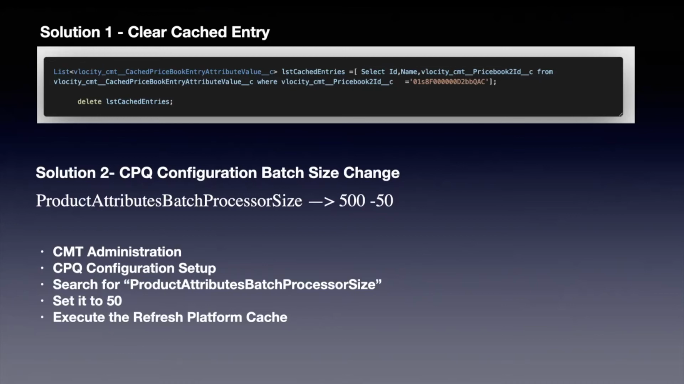There is another way to do it. We need to execute the cached price book entry value. If you are using a custom or standard price book, you have to provide that ID and delete those cached entries. Once you do that, execute refresh platform cache again, and that will solve the problem.